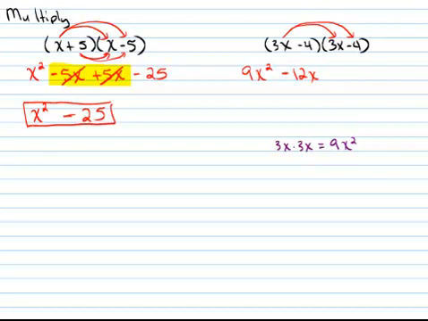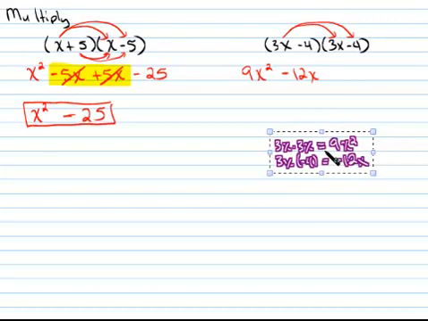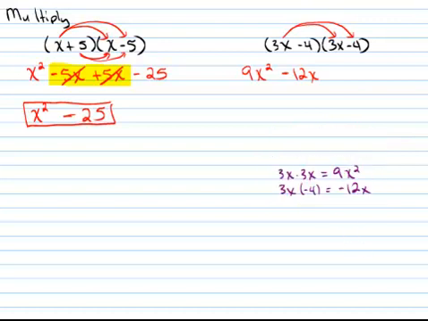But some students like to write it down 3x times minus 4, and they'll write minus 12x. Go for it. A lot of students like to do that. They see the steps real clearly. Now I'm going to do minus 4 here times 3x. That's another minus 12x. And the minus 4 times a minus 4, that's a negative times a negative, which is a positive.